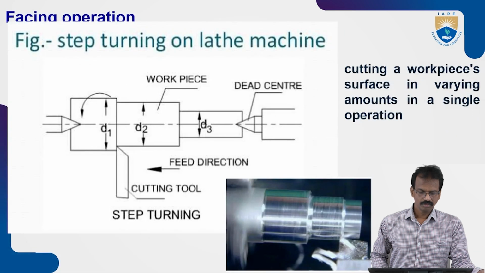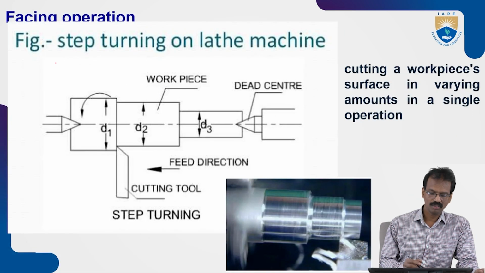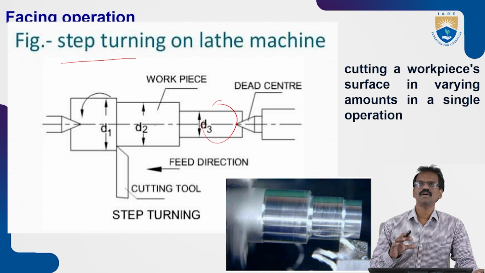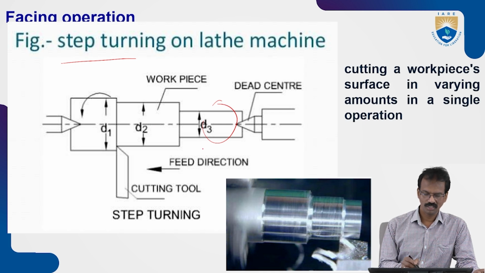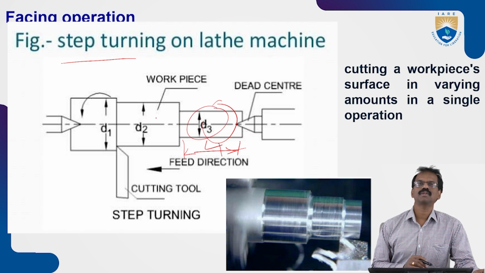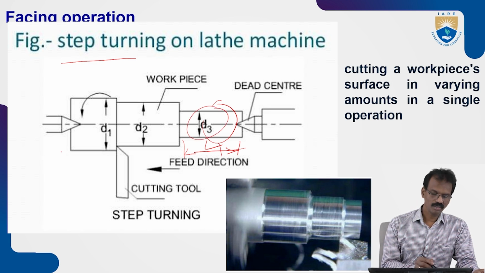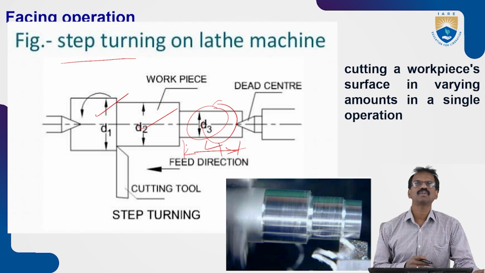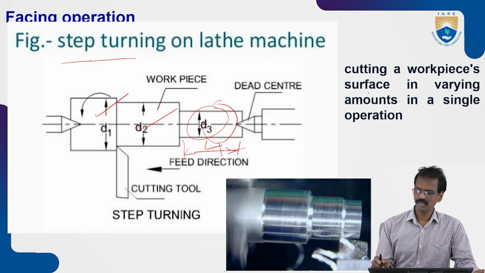Next one, step turning. It means stepping turnings. As per our requirements, we will get different diameters up to certain lengths. So this is the length L1. Up to L1 we can maintain a certain diameter, D2, and up to a certain length we can maintain the diameter D1 and D2 for the particular length. So this is the step type turning. It is cutting the workpiece's surface in varying amounts in a single operation.